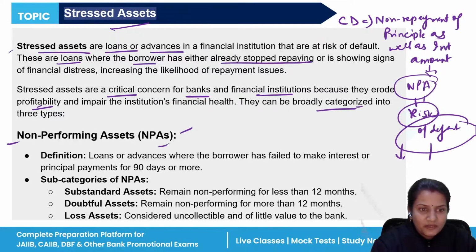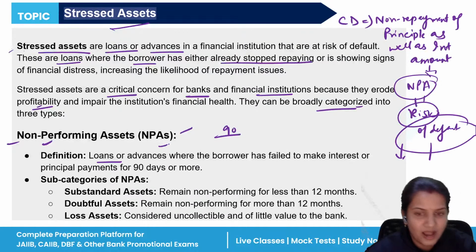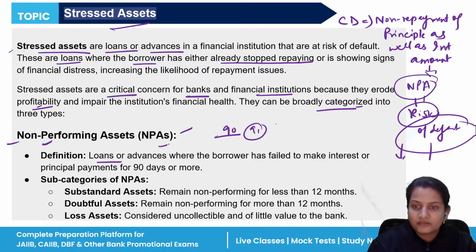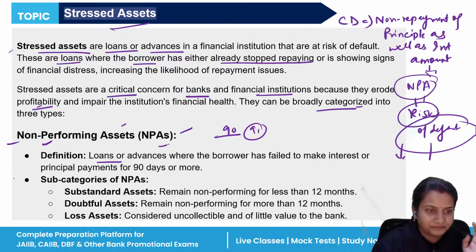The first one is non-performing assets. When the borrower has failed to pay the interest amount and the principal amount for more than 90 days, then that becomes what? NPA. Till 90 days, the bank will wait. After that, if on day 91 the amount is not received by the bank, then it declares that as NPA. So we have different categories in NPA: the substandard, the doubtful, or the loss.